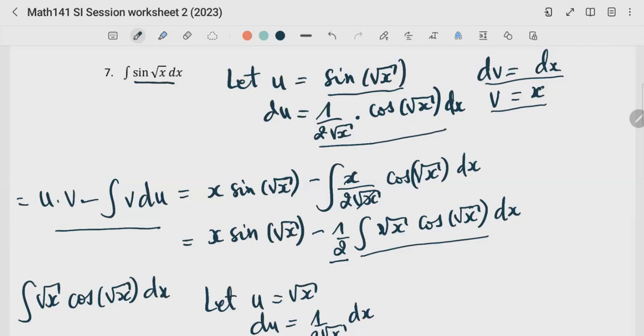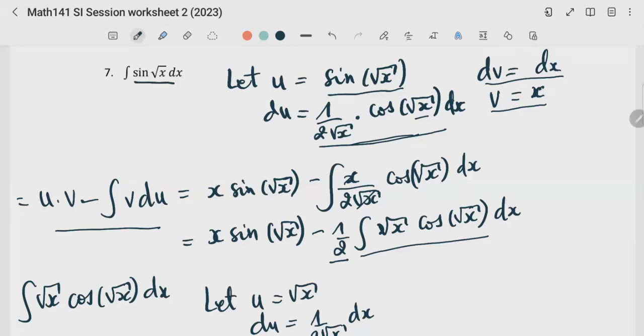So that's cos, from sine to cos root x, multiplied by the derivative of the inside function, which is the derivative of the square root of x, which gives us 1 over 2 root x, right? So that's up to that, multiplied by dx. So now we have to implement the integration by parts rules.